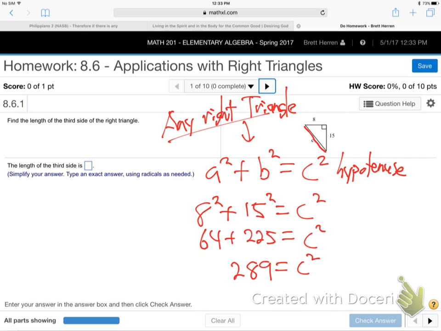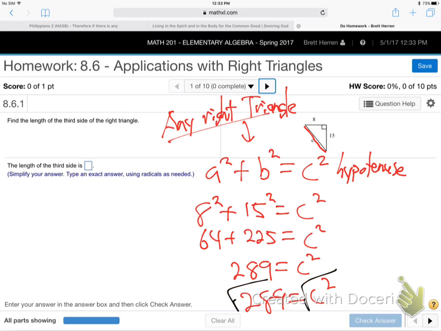289 is C squared. What do we do now to make that into regular C? What gets rid of a 2 power? A root. Have you noticed that roots and 2 powers are the opposites of each other? They're like a poison and an antidote. So if you have one, you do the other. They cancel each other out. So whenever you see one of these guys, you do the other guy. That's a lot of what they want you to see.